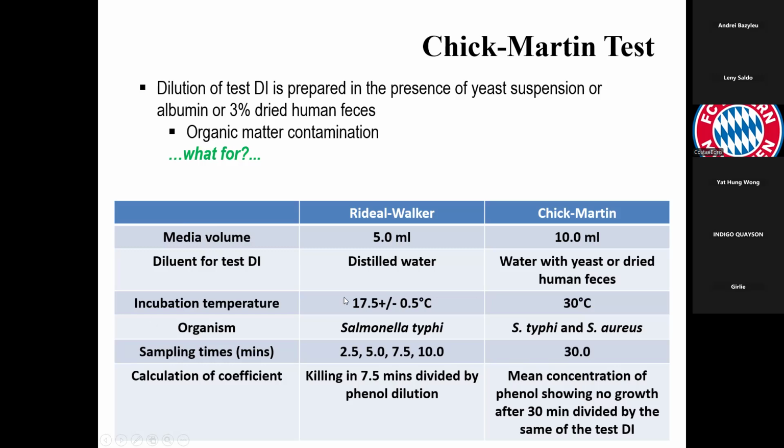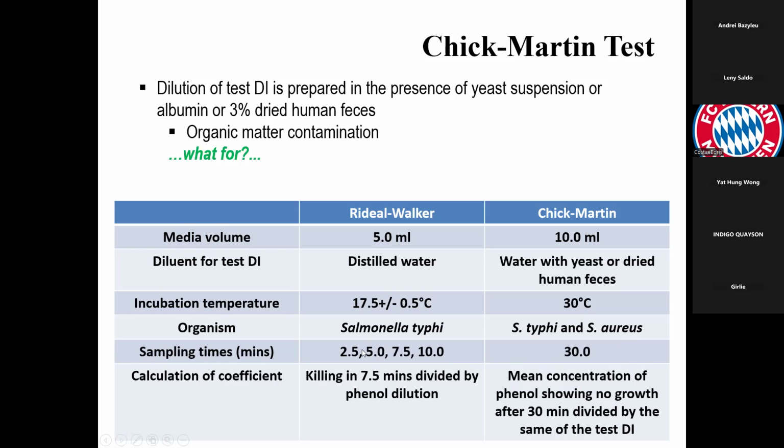As you can see, the incubation temperature can change. The standard method was using 17.5, 18, or 20 degrees Celsius. In the Schick-Martin test, they bring it up to 30. Another factor that can be different is the organism. Salmonella typhi is usually the go-to organism for the Rydell-Walker method. The Schick-Martin test has been standardized for Salmonella typhi as well as Staph aureus, so an additional organism.